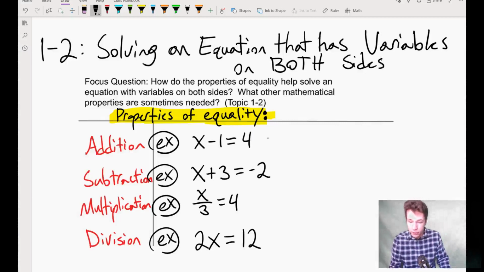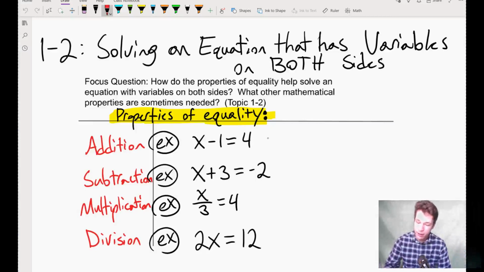Let's start with our focus question. How do the properties of equality help solve an equation with variables on both sides? Let's talk about the properties of equality real quick. The first one is simply the addition property of equality, but instead I'm just going to refer to it as the operation itself, the addition property.